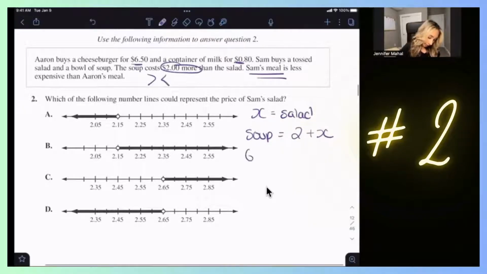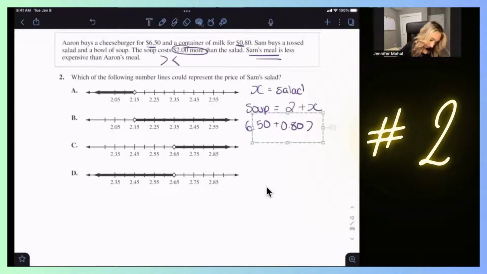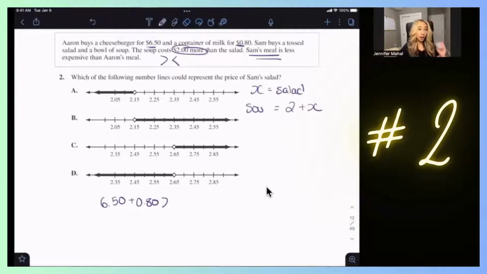Okay, that whole meal is going to be the total amount. So the 6.50 plus the 80 cents. And we know that that's going to be less than the rest of my equation here. Sorry, I'm actually just going to move this down here. So that's going to equal the rest of my equation, which is going to be X plus 2.